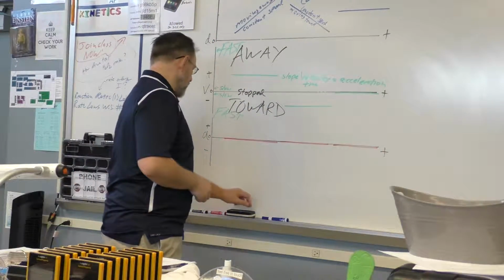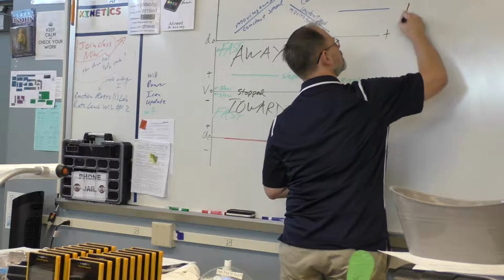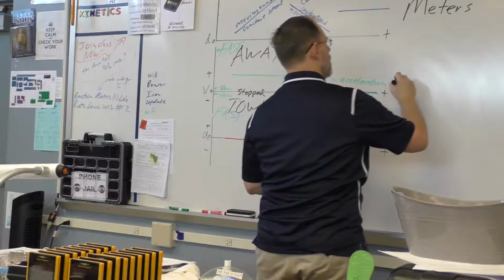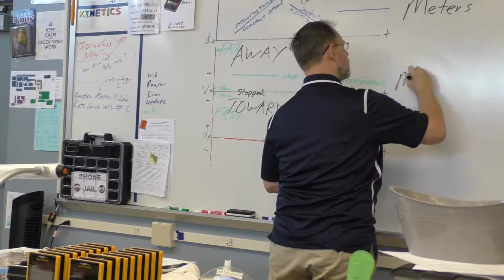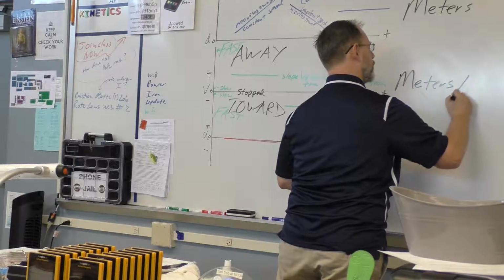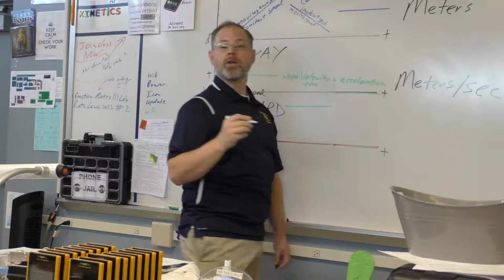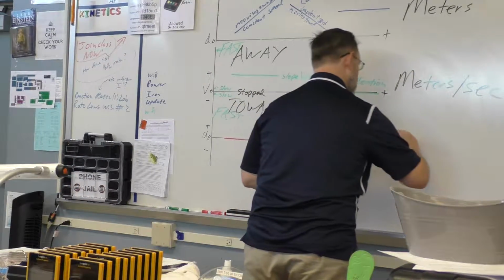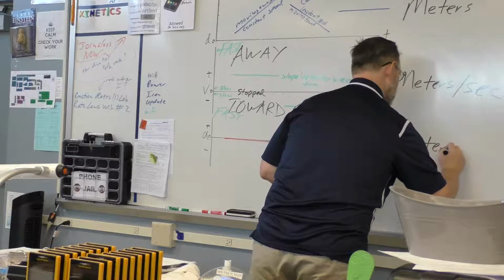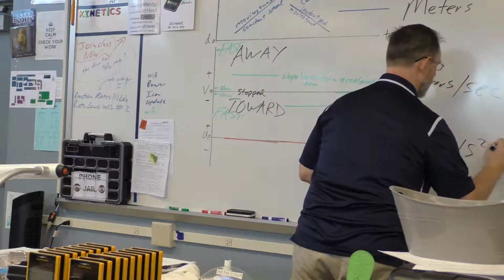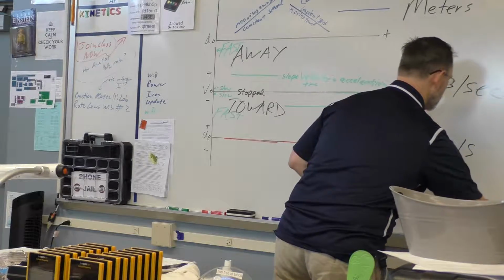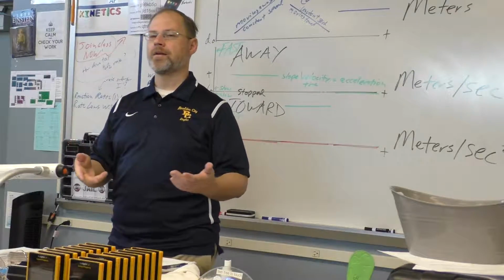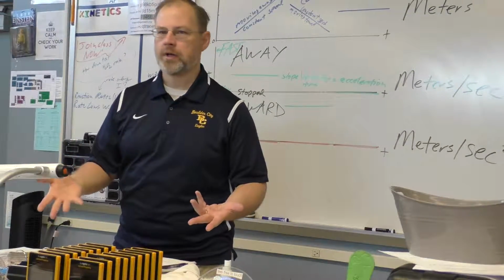So, acceleration has the unit of meter per second every second. So, the unit for displacement is meters. How far you are away from your reference point. The unit for velocity is meters per second. How far you go every second. The unit for acceleration is meters per second squared. In other words, how much faster you are getting every second. Does this idea make sense?